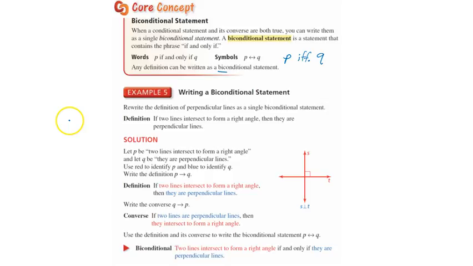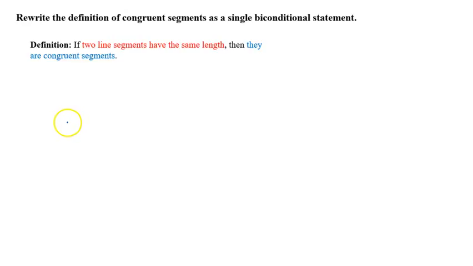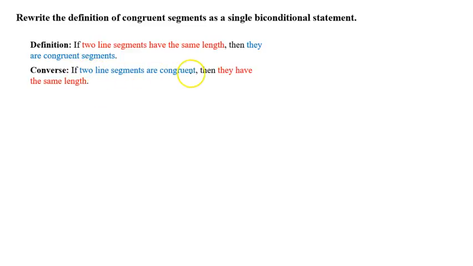Alrighty then, let's take a look at one more example. Here is the definition of congruent segments. If two line segments have the same length, then they are congruent segments. Here goes the converse. This was if P then Q, so let's do if Q then P. If two line segments are congruent, then they have the same length.